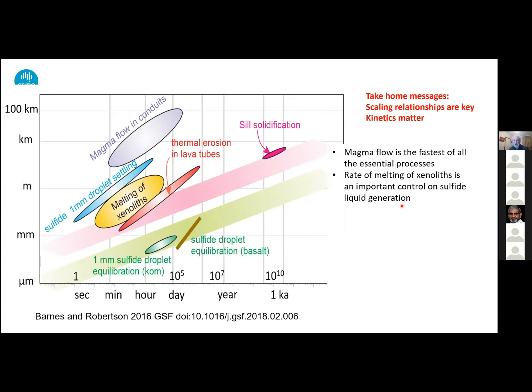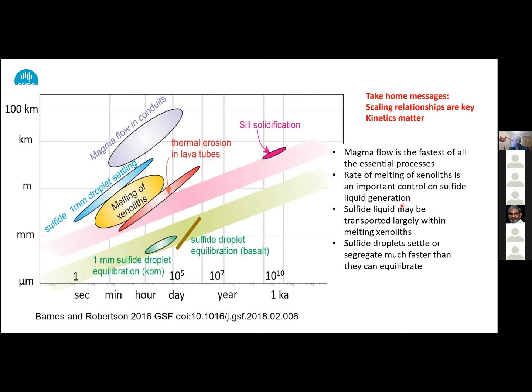And in fact, it may be that a lot of the transport of sulfides in magmas is not as droplets at all. It's actually in partially molten xenoliths, which are still being melted by the magma that's carrying them. So that's that point. Sulfide droplets settle or segregate much faster than they can equilibrate. So if that's the case, then how do we actually make ore deposits at all? Well, that's basically the theme of the rest of the talk.